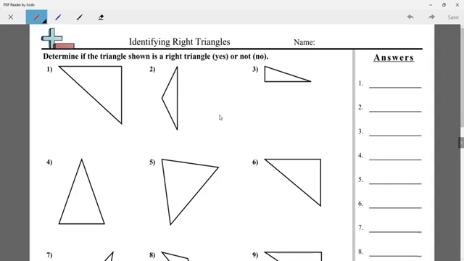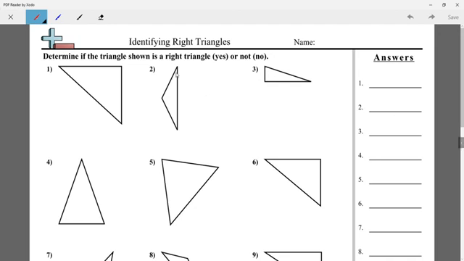And then we have an obtuse triangle, which has one angle that is more than 90 degrees. So a right angle is 90 degrees. An obtuse angle is one that is more than 90. And so an obtuse triangle has one obtuse angle. And then an acute triangle has three acute angles.